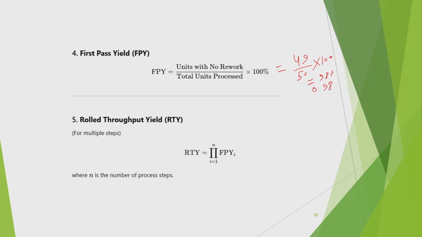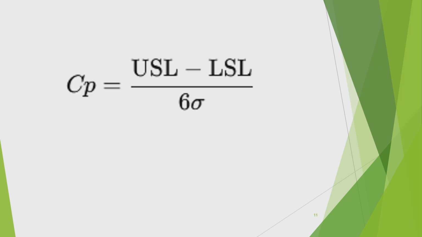If there are multiple steps, then it can be multiplied; this is the symbol for multiplication, product for i equal to 1 to n of FPY. That means yield in one stage is 0.98, another stage is 0.97, a third stage is 0.96. All these can be multiplied, and then finally you can express the result in terms of percentage also. So this is the type of equations.